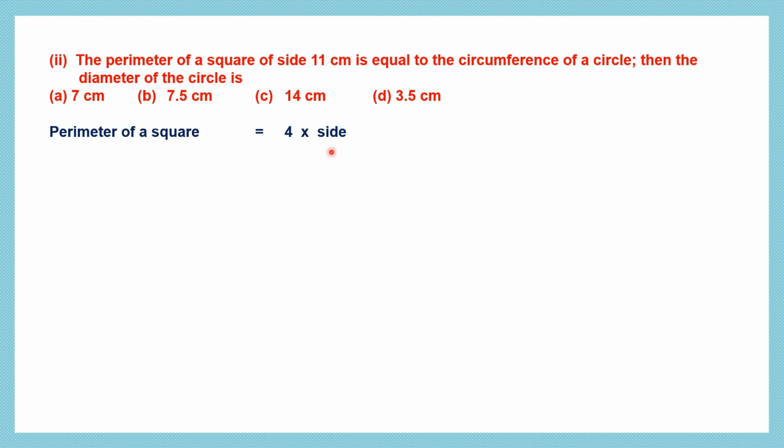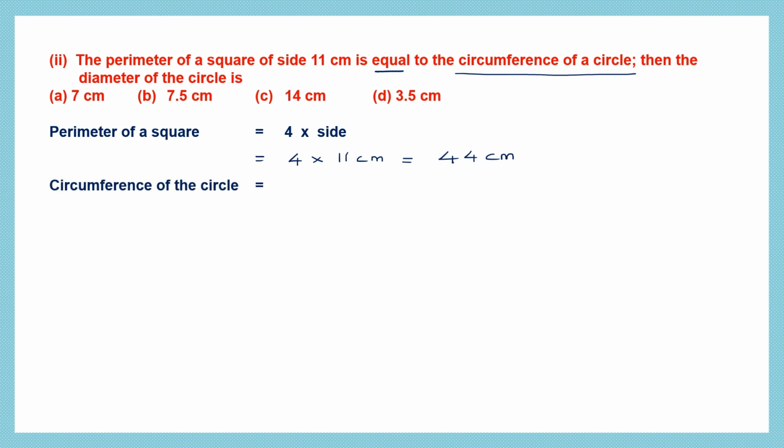So the perimeter of the square is 4 into side, which is 4 into 11 centimeters. This is given to us. So 4 into 11 is 44. So now that we have found the perimeter of a square, it's equal to the circumference of the circle. So circumference of the circle is also 44 centimeters. Now we can use the formula to find the diameter of the circle. So what is the formula? Circumference is pi d. This time diameter is given, so we don't use the radius formula, we say pi d.